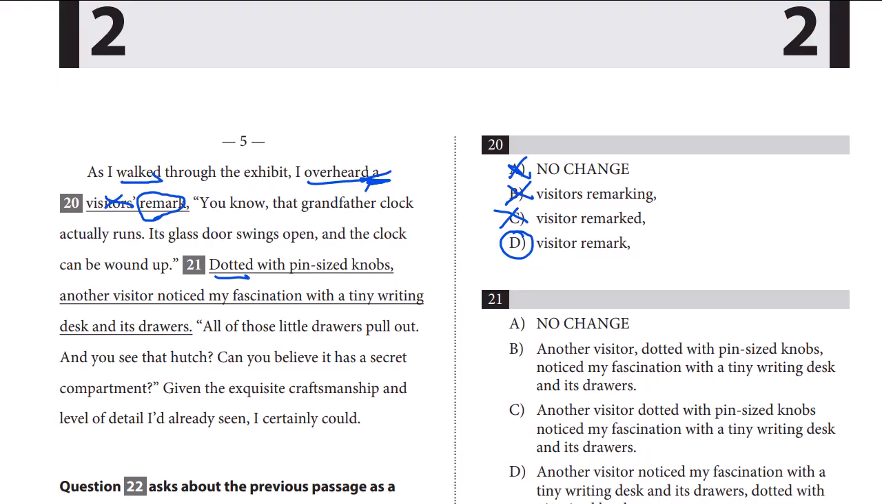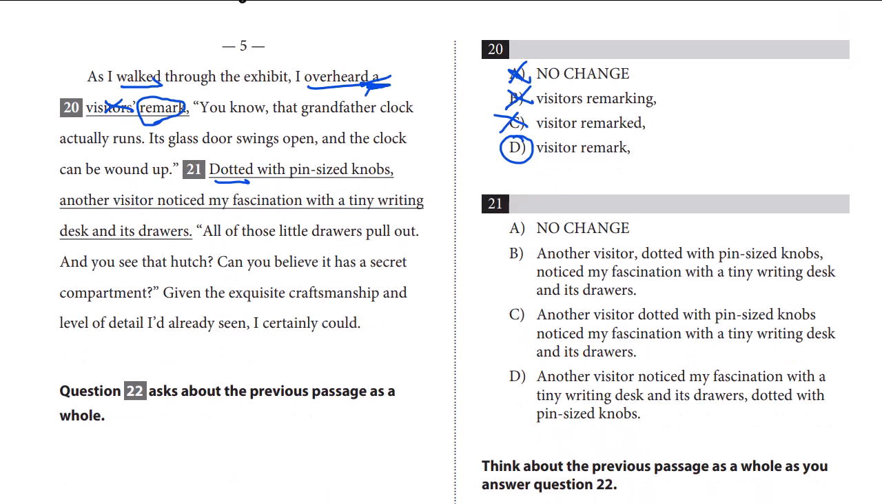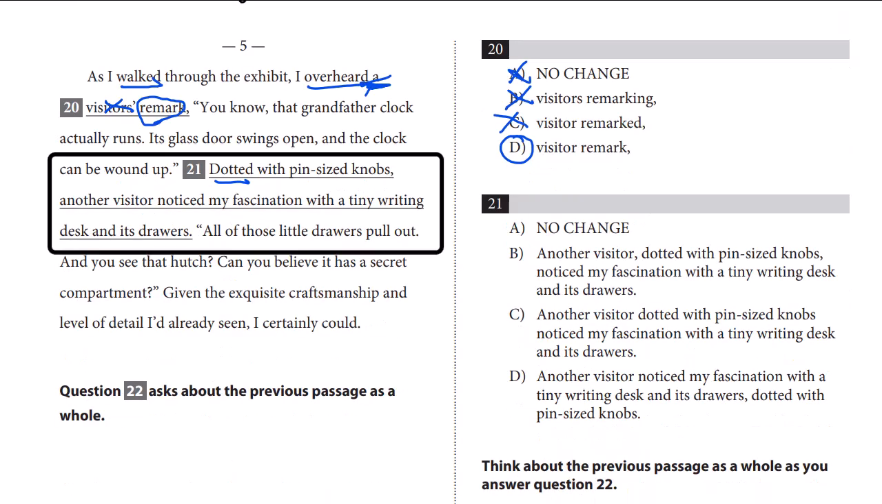So anyway, 21. Dotted with pin-sized knobs, another visitor. Well, all right, I see a problem right away. The other visitor is not dotted with pin-sized knobs. This is a misplaced modifier. So I can't have another visitor after this. Another visitor dotted with pin-sized, same problem. The visitor's not dotted, so it has to be D.